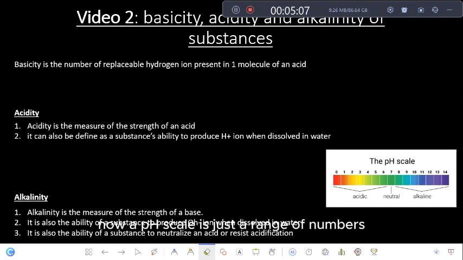A pH scale is just a range of numbers that are used to check how strong a substance is with regard to its acidic or its alkaline content. It is measured from 0 to 14, with 0 down to 6 as acidic, while 8 up to 14 is alkaline. At pH 7, a substance is said to be neutral.